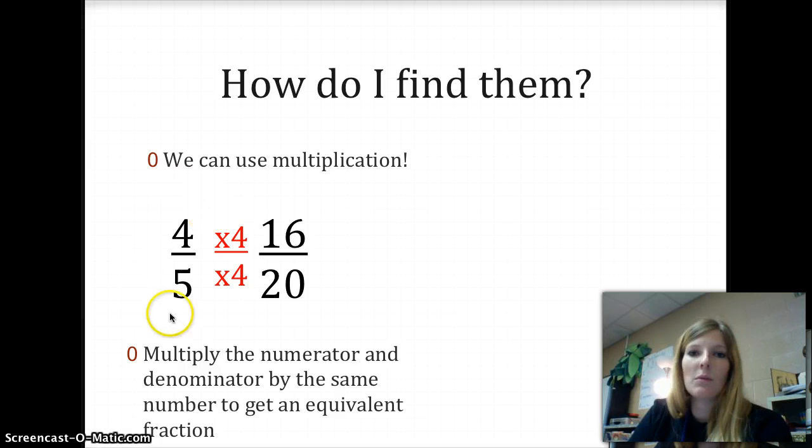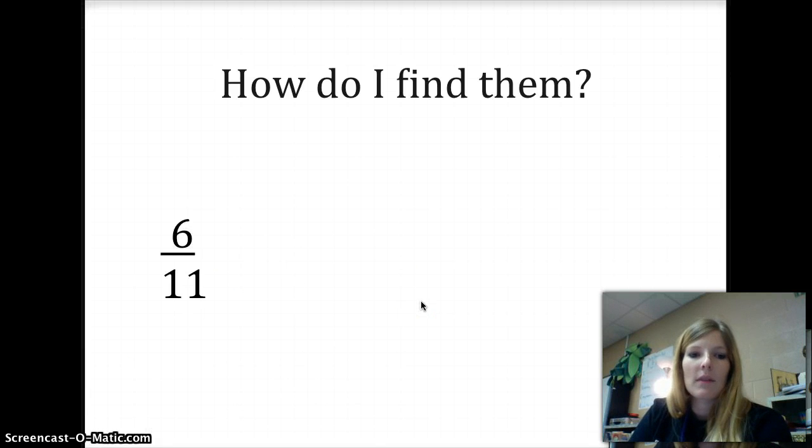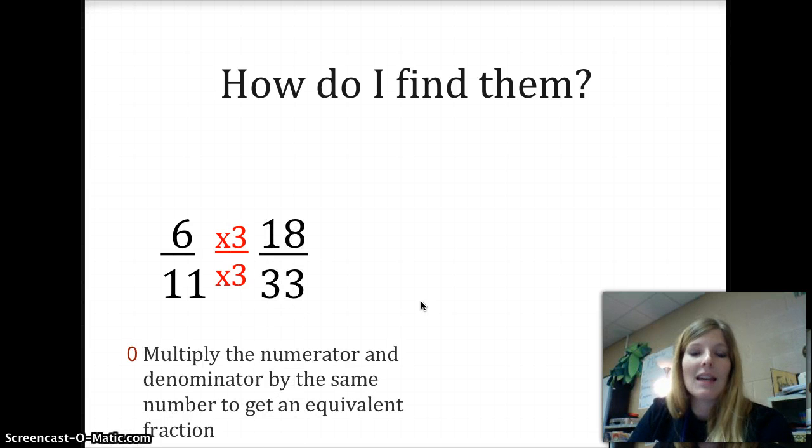Any of those choices would be fine, and as long as I'm multiplying the same number on the numerator and the denominator, I can find an equivalent fraction. We could try it with 6/11. I just picked 3. We can do times 3, so 6 times 3 equals 18, and 11 times 3 equals 33. So I know that this fraction and this fraction are equal. They're equivalent, the same.